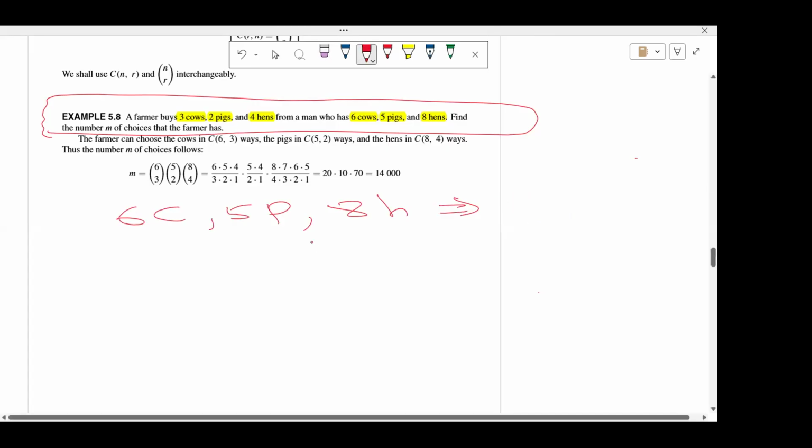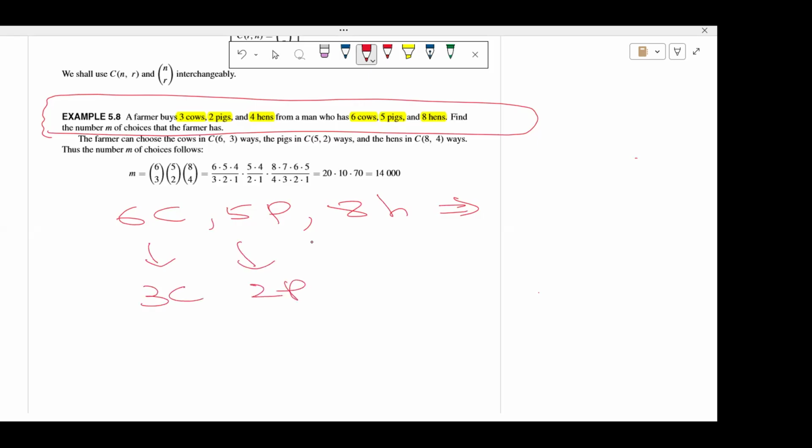Now, he needs to sell some animals. From these animals, he needs to sell 3 cows, 2 pigs, and 4 hens. So the question is how many possible options he has to sell these animals. He has 6 cows, so from these 6 cows, he needs to sell 3 cows.